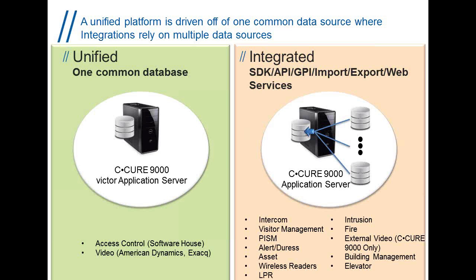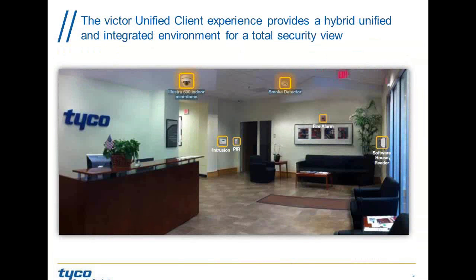But really one of the key things here is that there is a lot bigger advantage to being able to have that data source in one place in terms of how fast you can respond and the things that you can automate. And certainly between Software House and American Dynamics with that unified approach, that's exactly what we get.